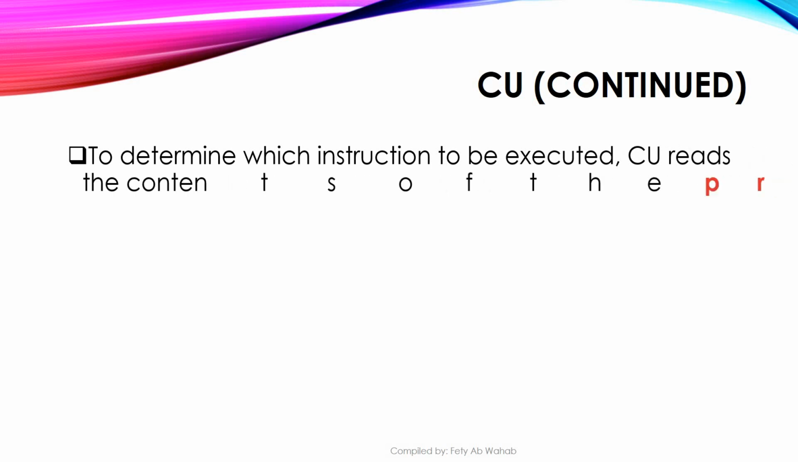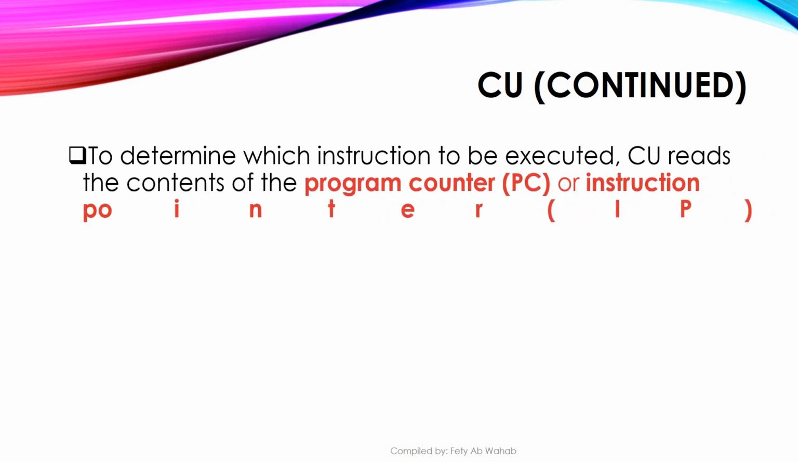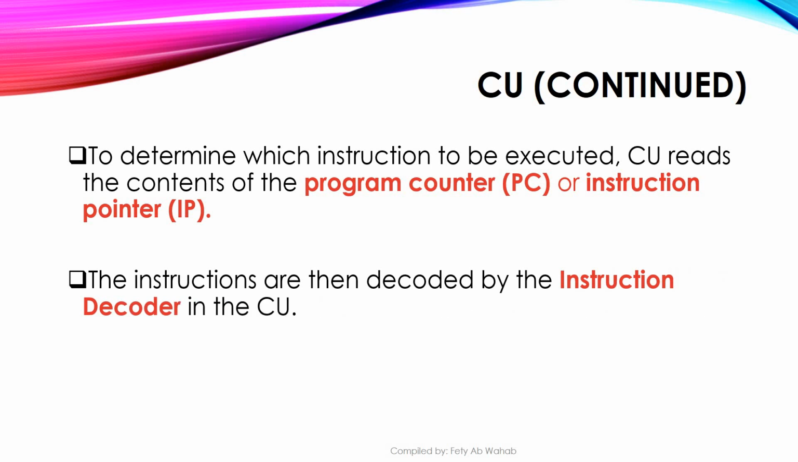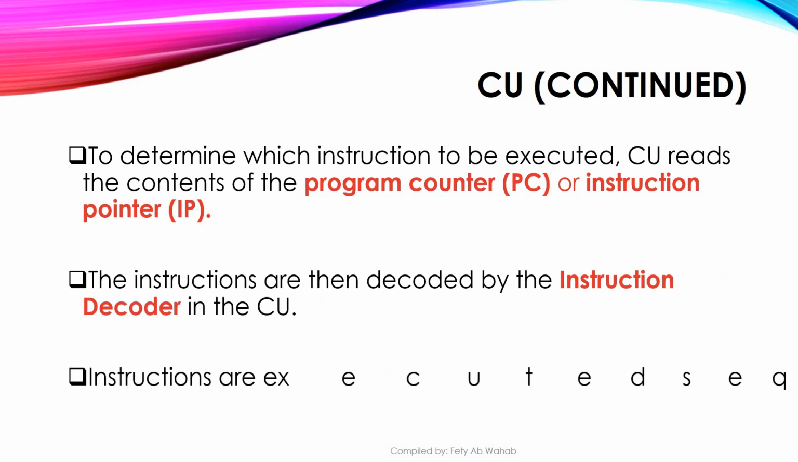CU, continued. To determine which instruction to be executed, CU reads the contents of the program counter, PC, or instruction pointer, IP. The instructions are then decoded by the instruction decoder in the CU. Instructions are executed sequentially.